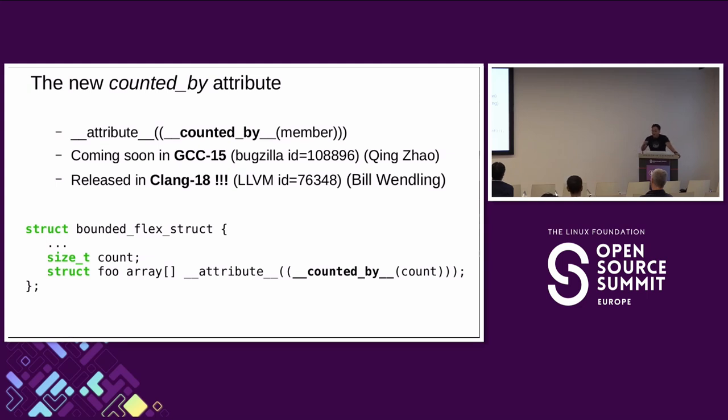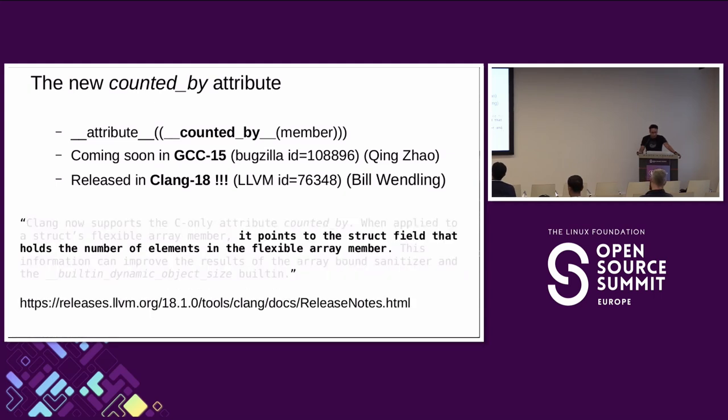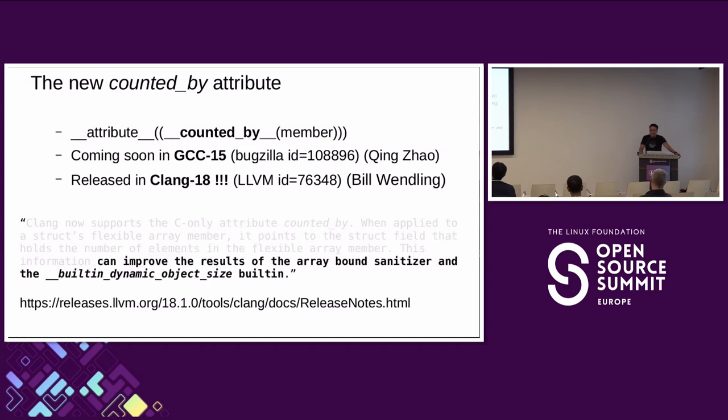Well, now with this compiler attribute, we have a way to link the member in the structure that is going to be used as the counter at runtime with our flexible array member. So here is how this works. It points to that struct member in our containing structure, and builtin compiler functions like __builtin_dynamic_object_size are going to gain insight into the size of a flexible array at runtime.